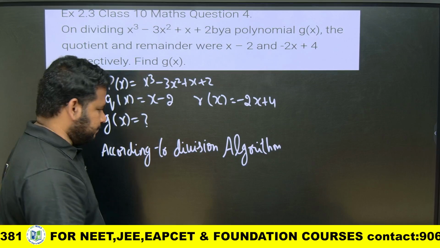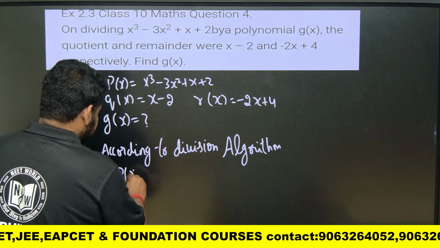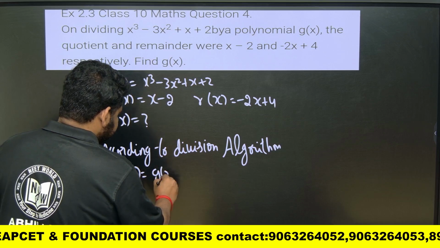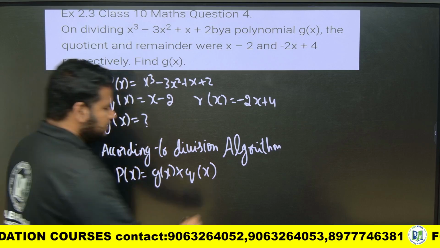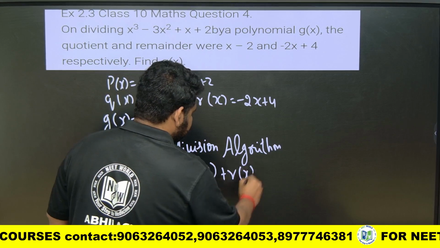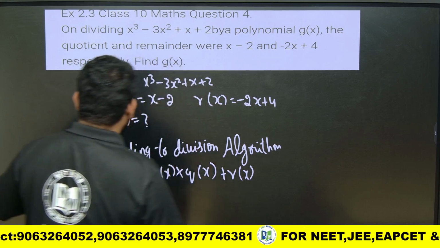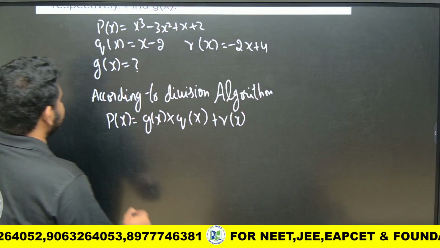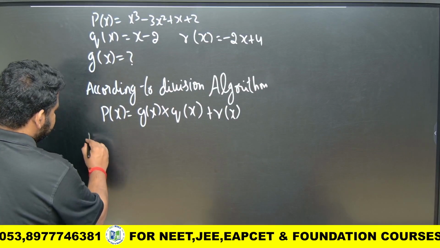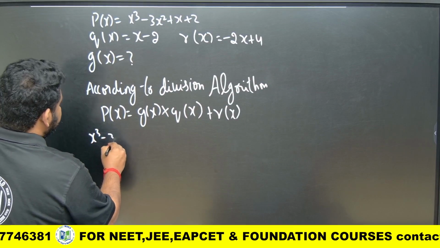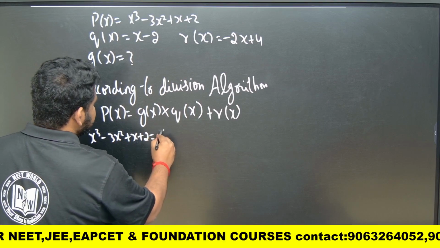According to the division algorithm, p of x can be written as g of x into q of x plus r of x, that is, dividend is equal to divisor into quotient plus remainder. Now I just have to put the values and calculate. So see here, p of x is x cube minus 3x square plus x plus 2. g of x we don't know.